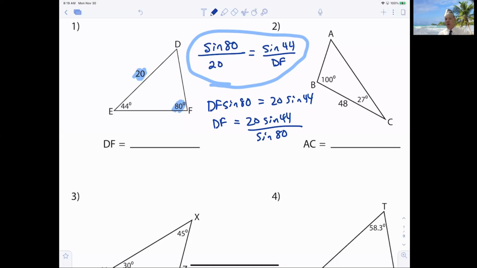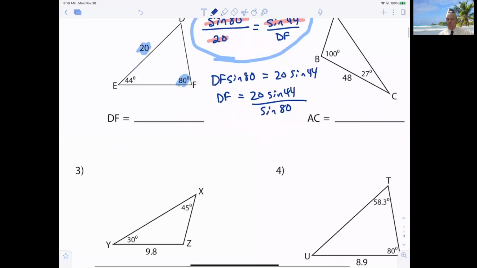So everyone knows you're just going to do what? You're going to multiply 20 times the sine of 44. Now make sure you close the parentheses or it'll be a wrong answer. And then divide it by the sine of 80. And I want somebody to tell me what DF is.